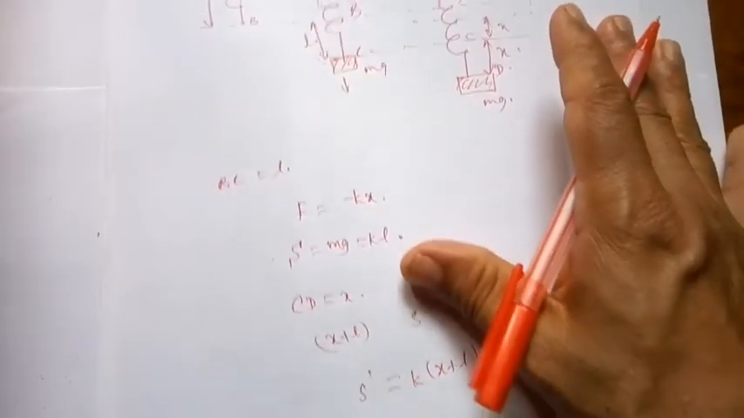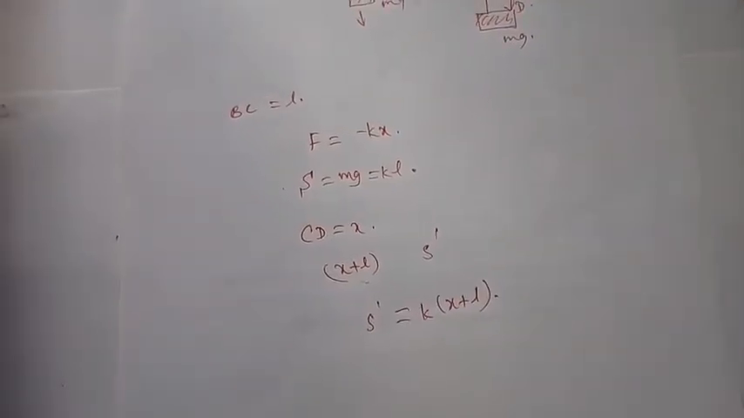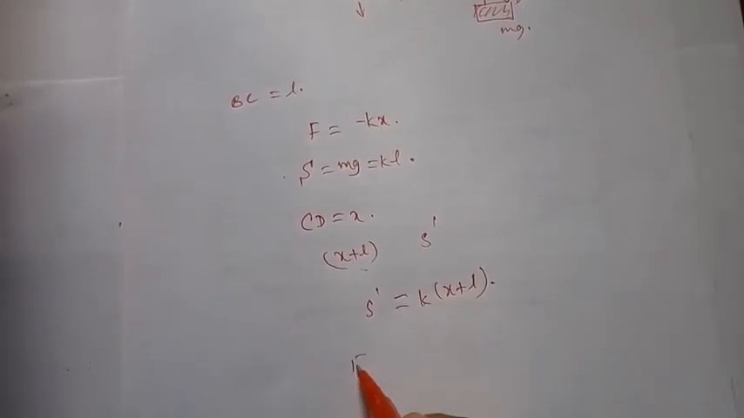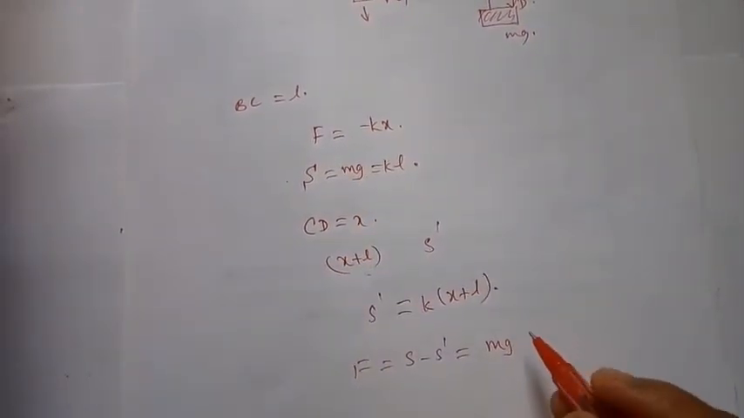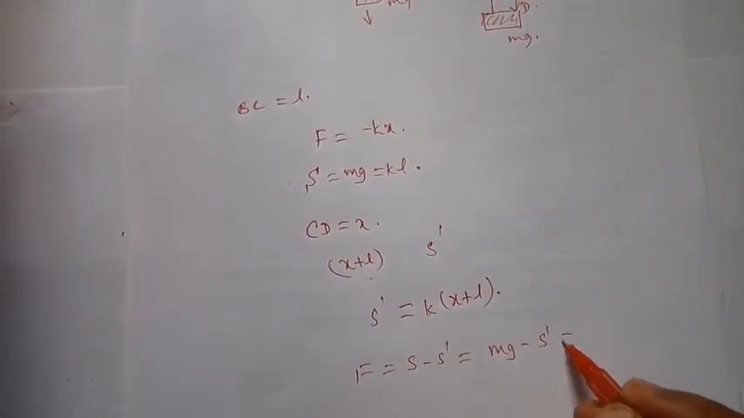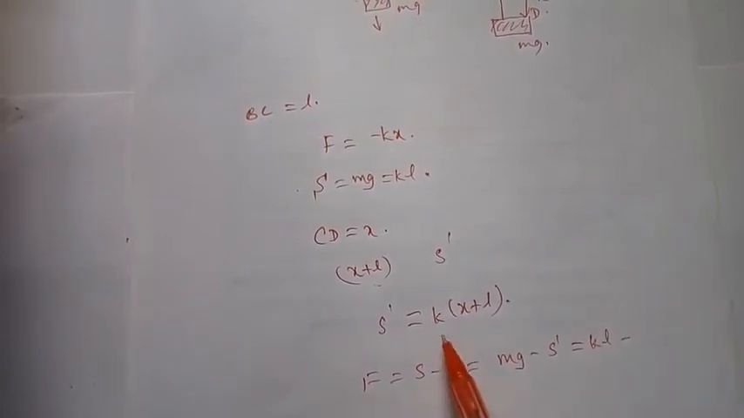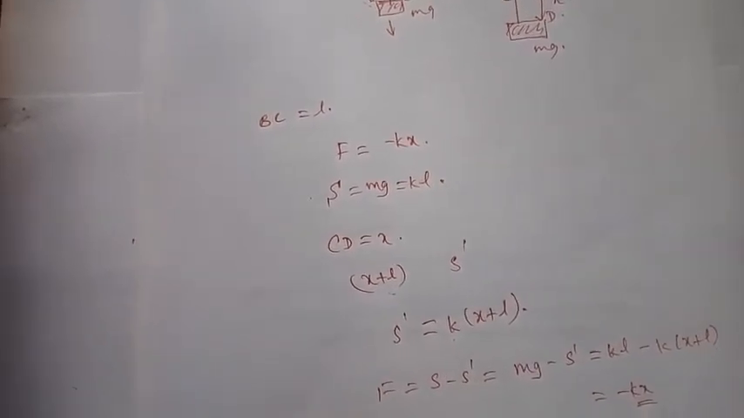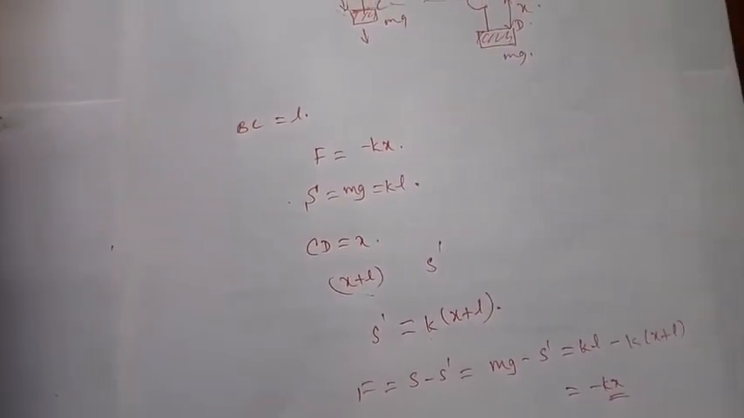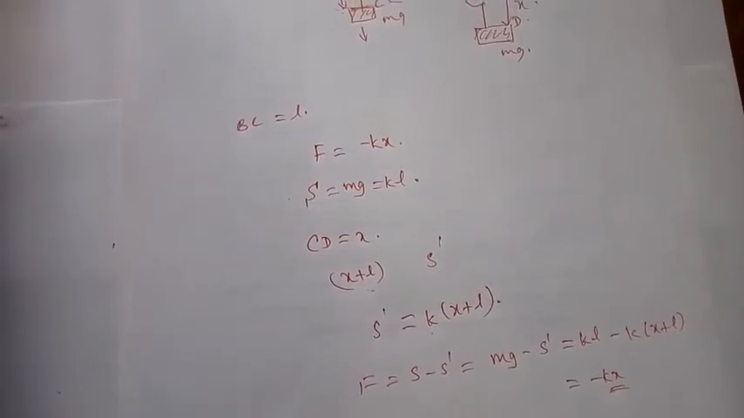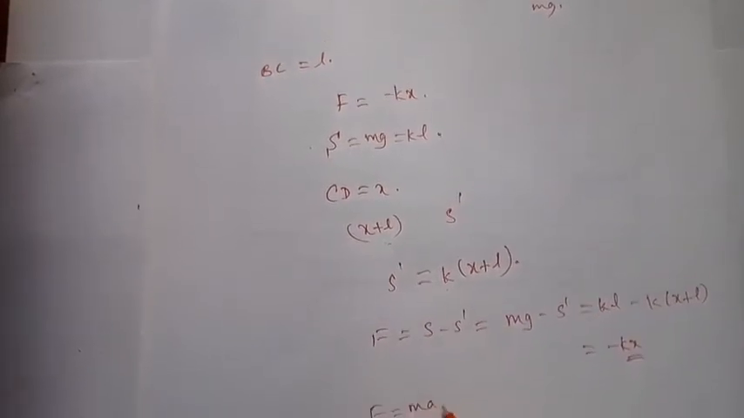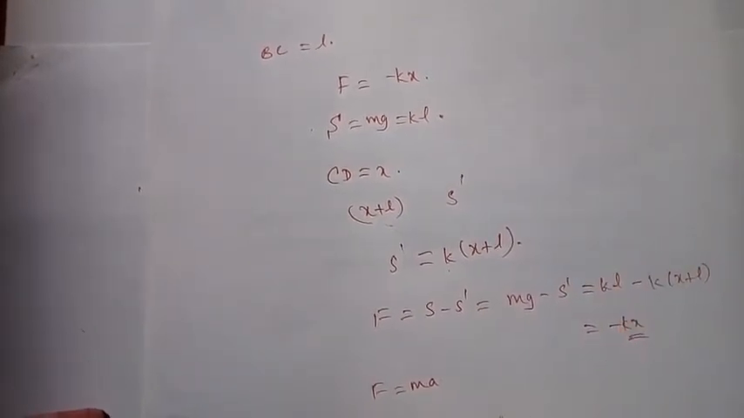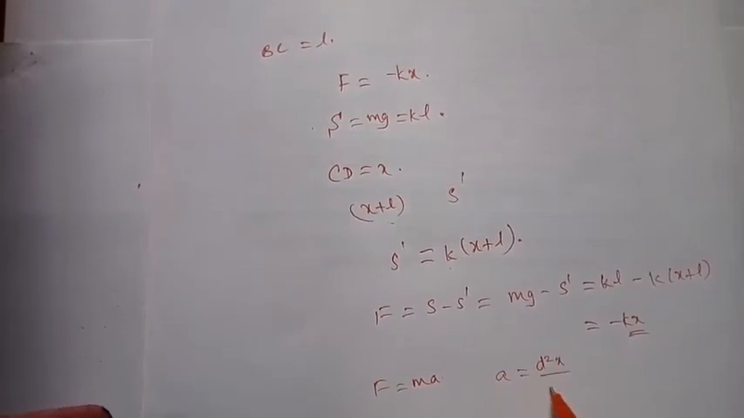So therefore the resultant force acting on the mass will be the difference in tension. Resultant force F is equal to S minus S dash, that is equal to mg minus S dash, which can be written as KL minus K into X plus L. So that is nothing but minus Kx. So F is equal to minus Kx. Then, from what we have seen earlier, F is equal to ma, and acceleration can be written in terms of displacement. Here displacement is x, so a can be written as d square x by dt square.